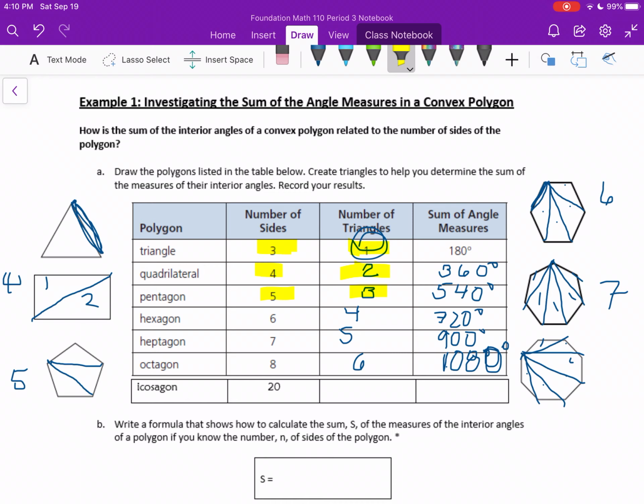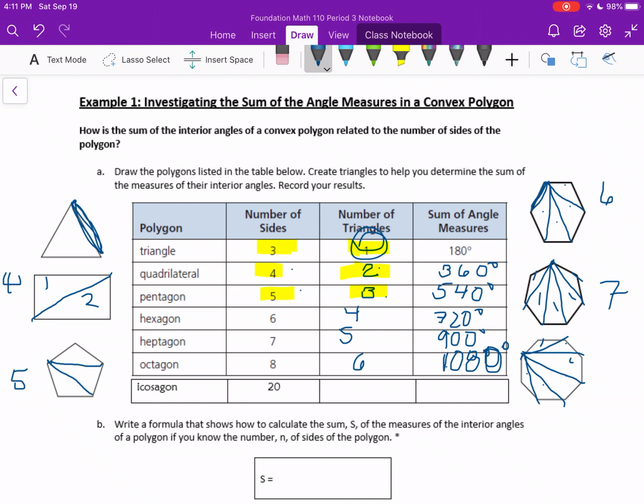It seems like for every time we draw a shape, we can come up with 2 less triangles than the number of sides. And that's exactly what you should be seeing. You should be seeing that every time we do this, the number of triangles we create is 2 less than the number of sides. 1 is 2 less than 3, 2 is 2 less than 4, 3 is 2 less than 5, and so on. So once we get that number, then we multiply it by 180.